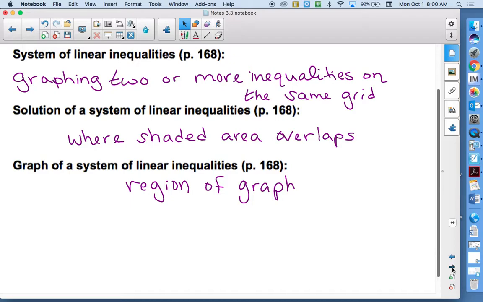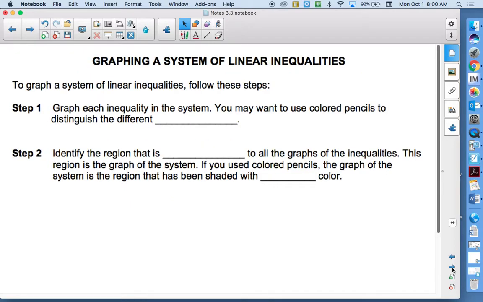So there's a couple little fill-in blanks underneath. To graph a system, it says graph each inequality in the system. You may want to use colored pencils to distinguish the different regions or shaded areas. So if you have colored pencils, crayons, or pens, you can get those out. I just tend to shade in different directions so that I can see my difference.